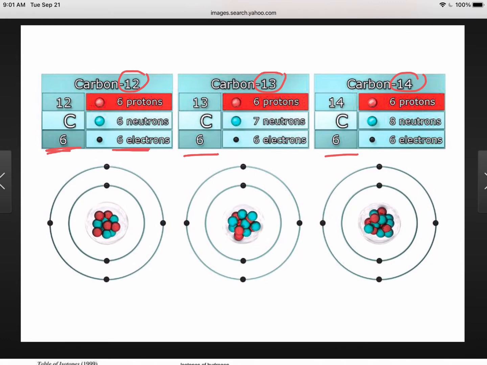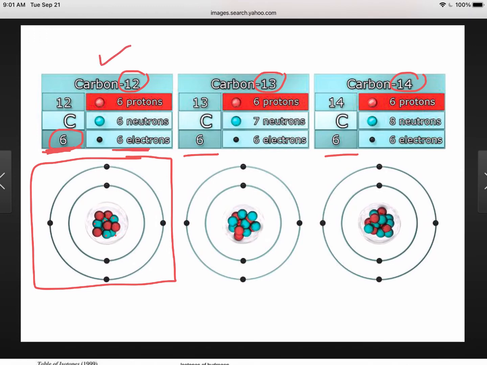If you just get the picture on a test and they ask, actually there's going to be a question like this on your lab for tomorrow, and it's going to say, what's the element? All you have to do is count how many protons you have, and that will identify your atom. So because you have 6, you know that it's carbon.